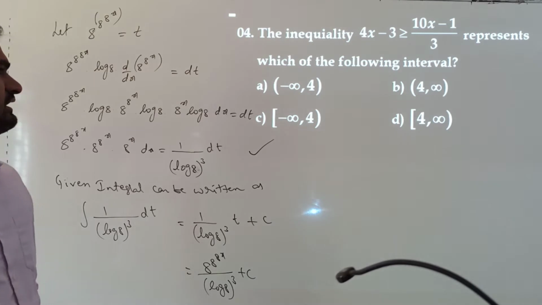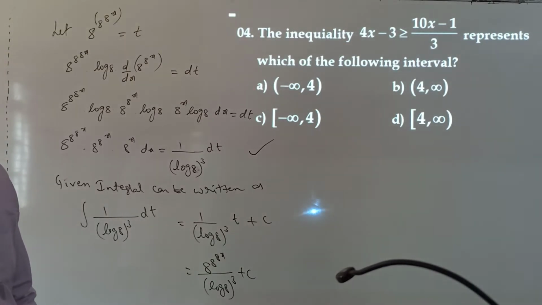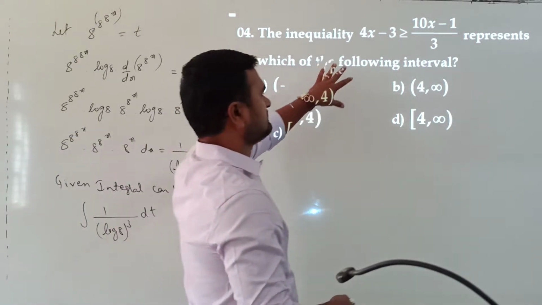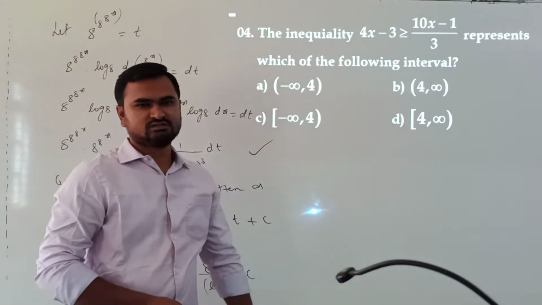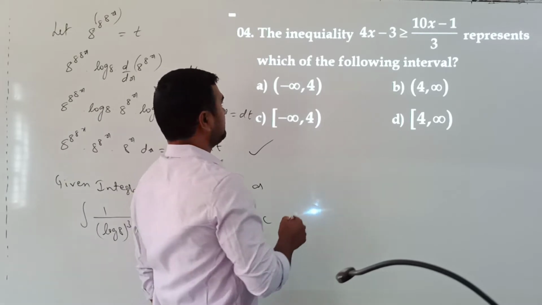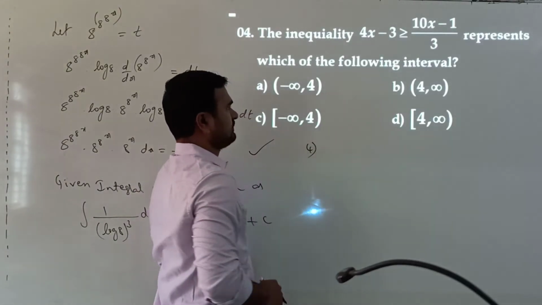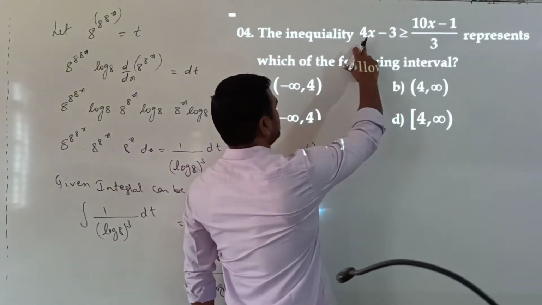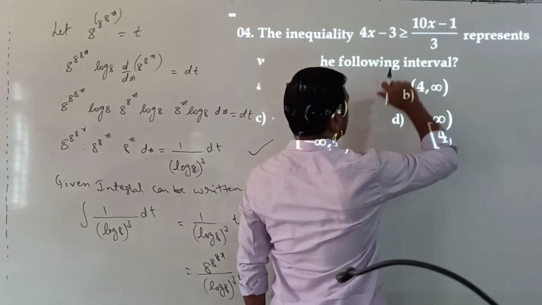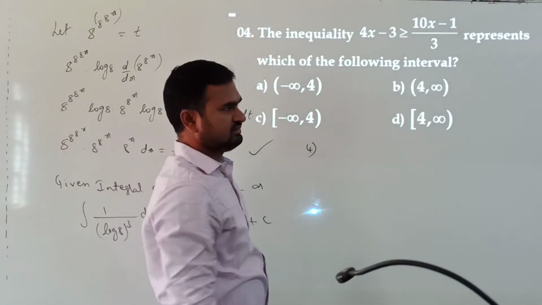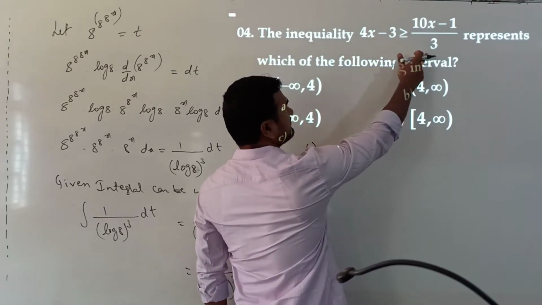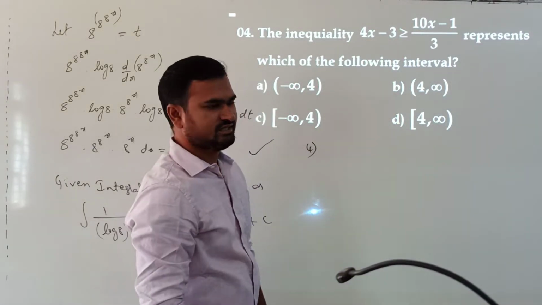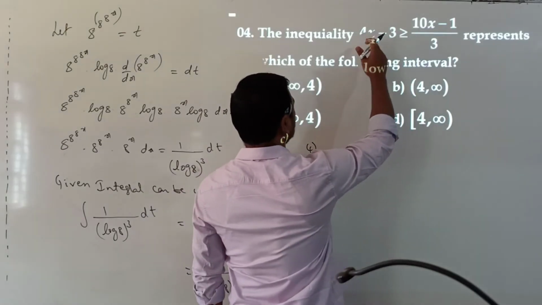The inequality represents which of the following interval? So some inequality is given. Now we have to find which of the following interval this represents. So let us solve this and find the interval. Now 4x minus 3 greater than or equal to (10x minus 1) divided by 3. So first we will multiply by 3. Multiplication by a positive quantity, inequality remains the same. So multiply by 3, inequality remains same.